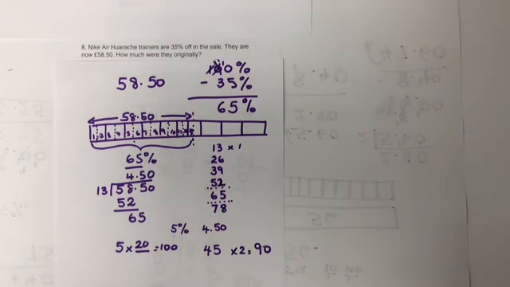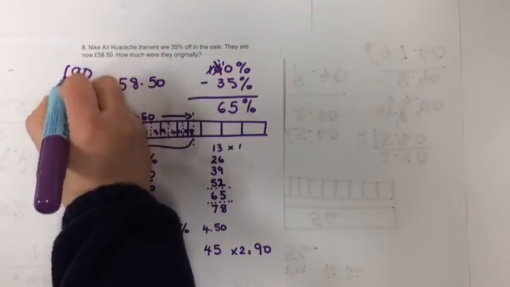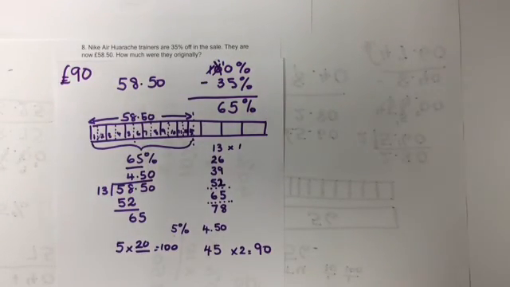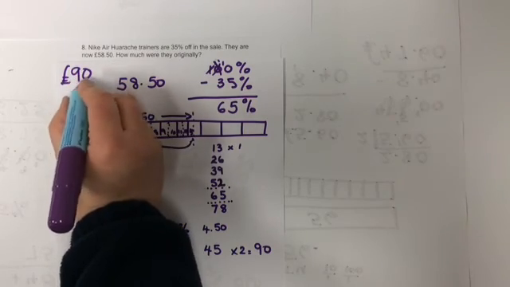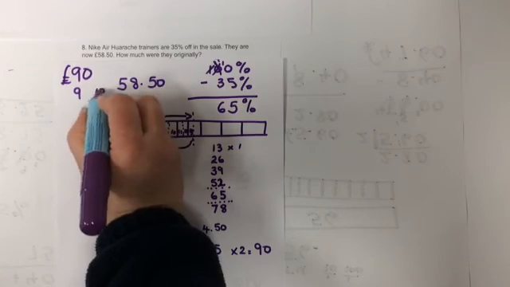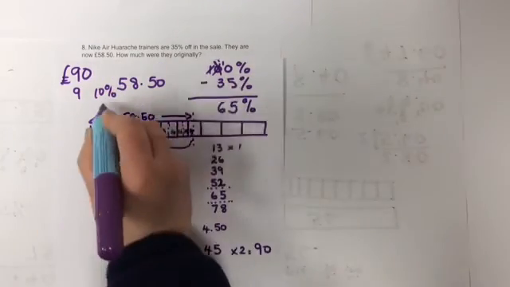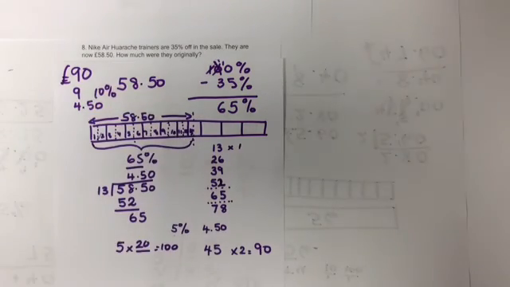So if we want to go back the other way and just check our answer, what we can say is that we think they were originally £90, but if they were reduced by 35% in the sale, well, 10% of this will be 90 divided by 10, which is 9. So that'll be 10%. And of course, 5% is half of that, so that'd be £4.50. We'd already worked out our 5% down here, hadn't we? So that does tie up with what we think it should be.